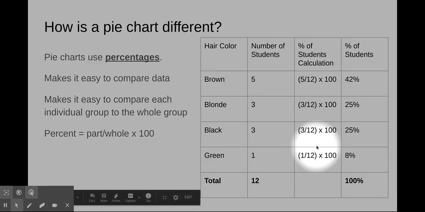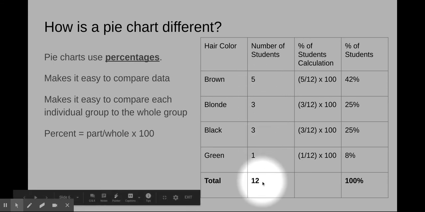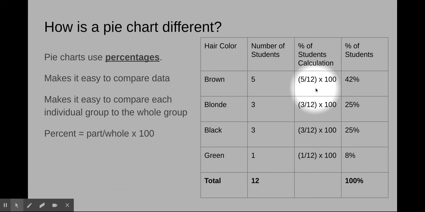what we can see in this column. So let's take a look right here. If we're trying to find the percent of students with brown hair, we would start by taking the part. That would be 5, and then we're going to divide that by the whole, which is 12. So we take 5 divided by 12, and we multiply it by 100, and that gives us 42%.